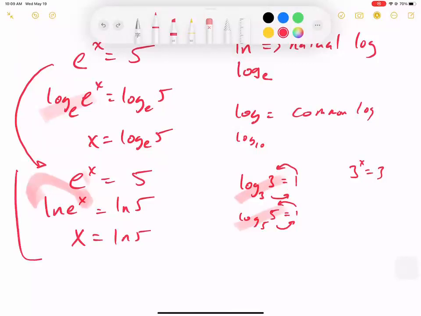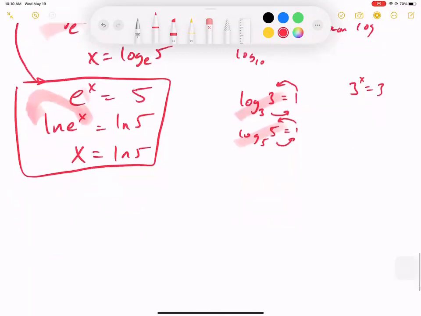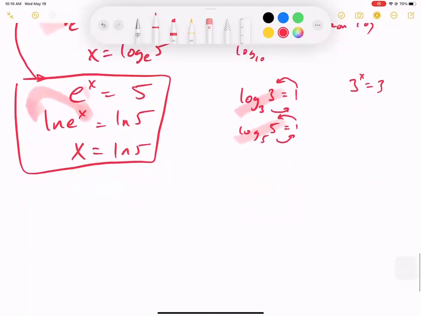So this is your work for this problem. If I don't see this work, I don't give you credit. I need to see that you are actively doing the inverse, which is the natural log, to both sides, and that's how you're going to solve it. And then you just have to type natural log of 5.